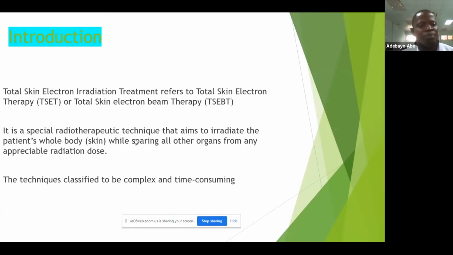Introduction. Total skin irradiation treatment, as we call it by many names, total skin electron therapy or total skin electron beam therapies, has been referred to as a special radiotherapy technique that aims to irradiate the patient's whole body or skin, while sparing all other organs from any appreciable radiation dose. This technique has been classified as a complex and time-consuming one, even by IAEA or the Association of AAPM.